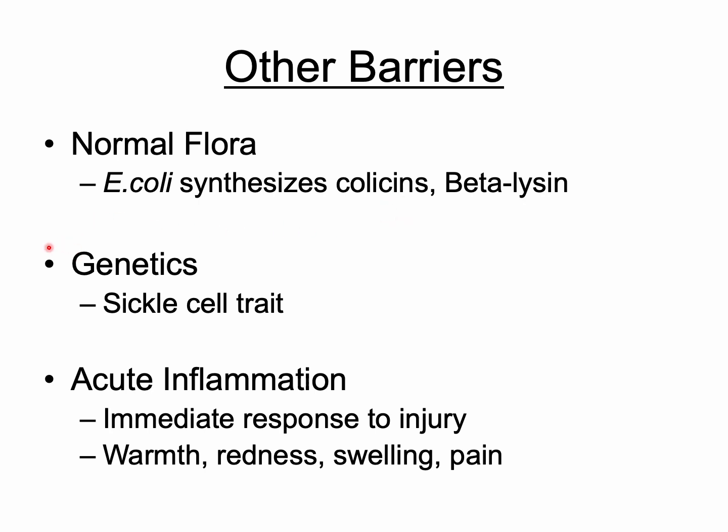And then certain people have genetic traits that protect them from certain infections as well. Interestingly, people with the sickle cell trait do not get malaria. They are not infected by Plasmodium falciparum because that parasite requires access to a red blood cell in order to replicate as part of its life cycle. And the sickle cell trait changes the shape of the blood cell, so the Plasmodium falciparum cannot use it to replicate. And then finally, acute inflammation.